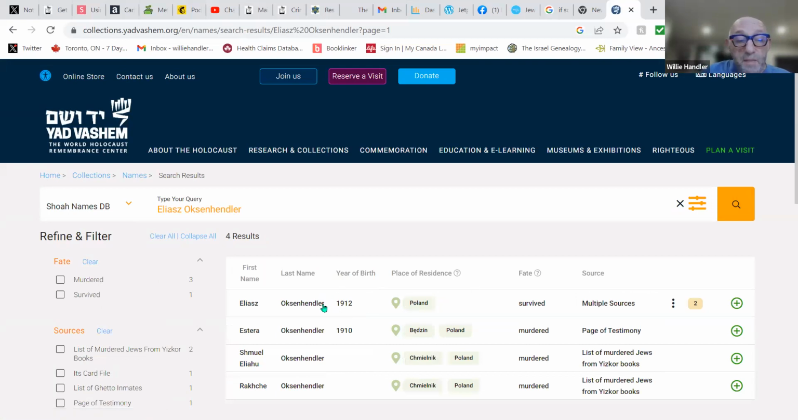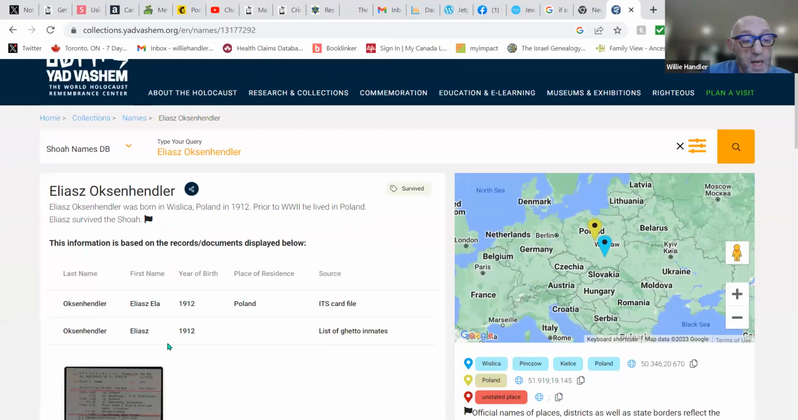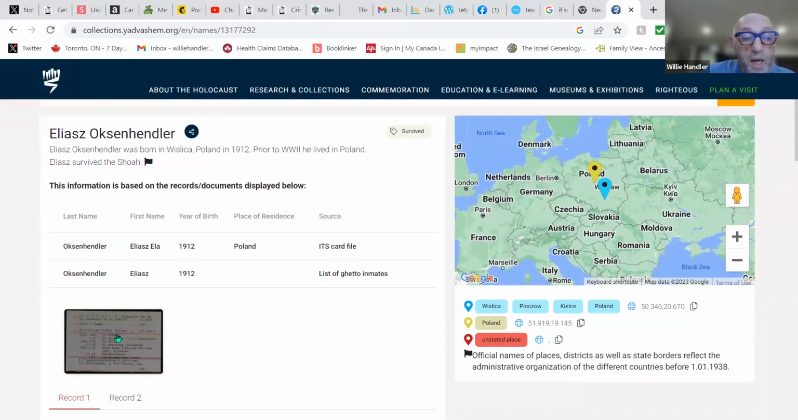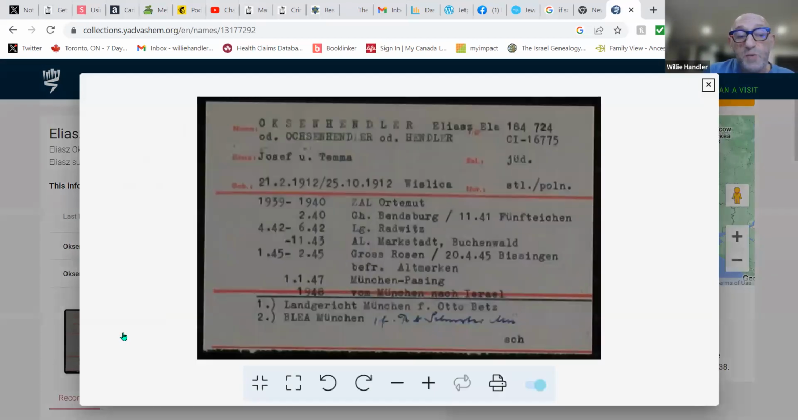So he is in the database as a survivor, and there's 2 sources. One of the sources was a census taken in the town of Benzin by the Judenrat in 1939, and the other is a registration card following the war that was completed for the Allies, and that's what it looks like. And it lists all the camps that he was incarcerated in.